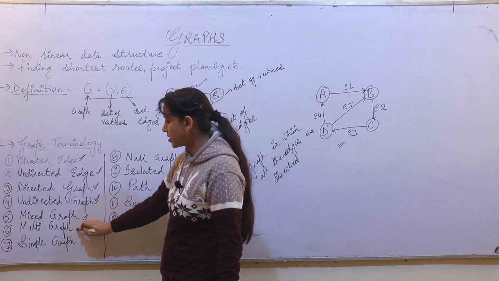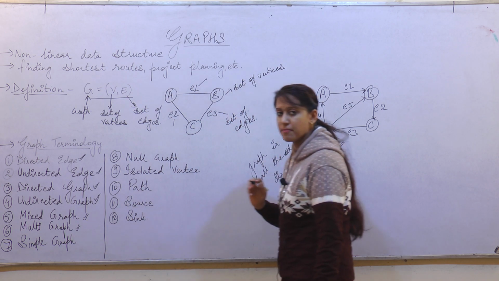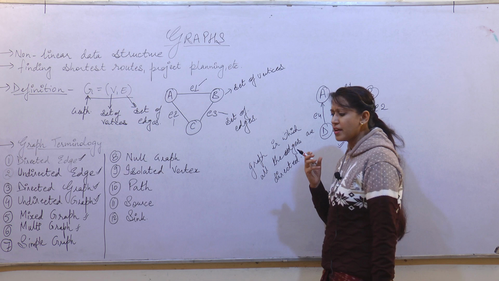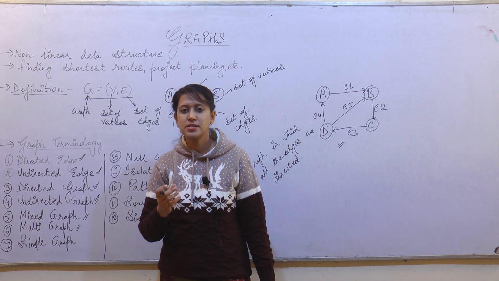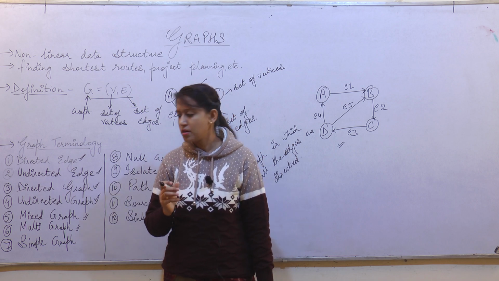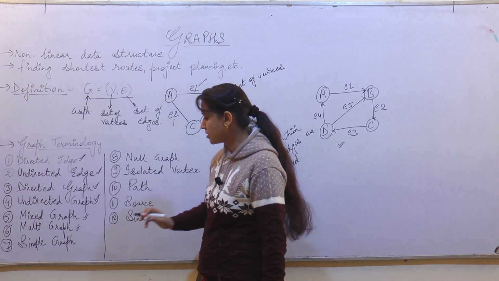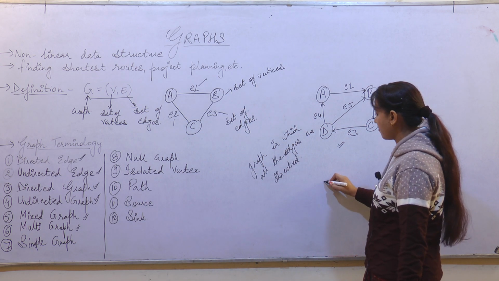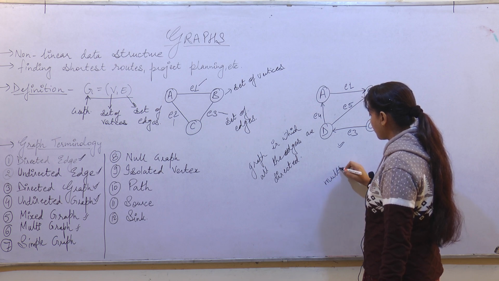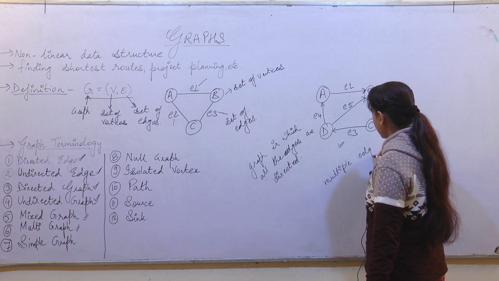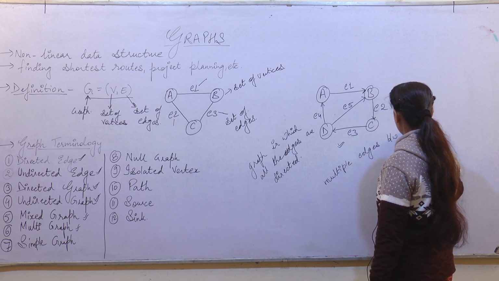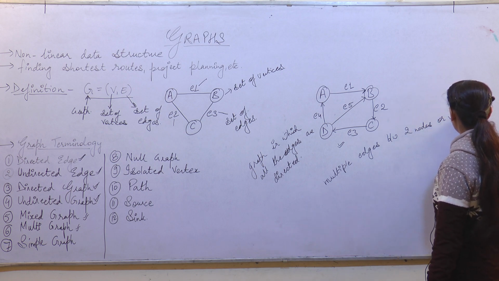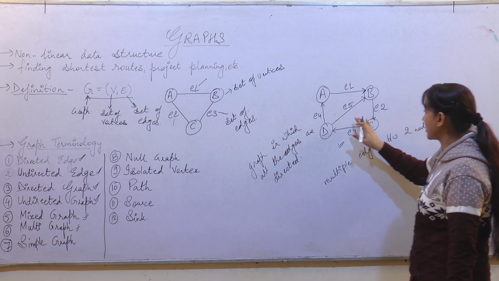Now the next terminology comes as multigraph. What is the meaning of multigraph? Multigraph is a kind of graph in which we have multiple edges between two nodes. Okay. Try to understand this. Multigraph means any graph in which we have multiple edges between two nodes or vertices.